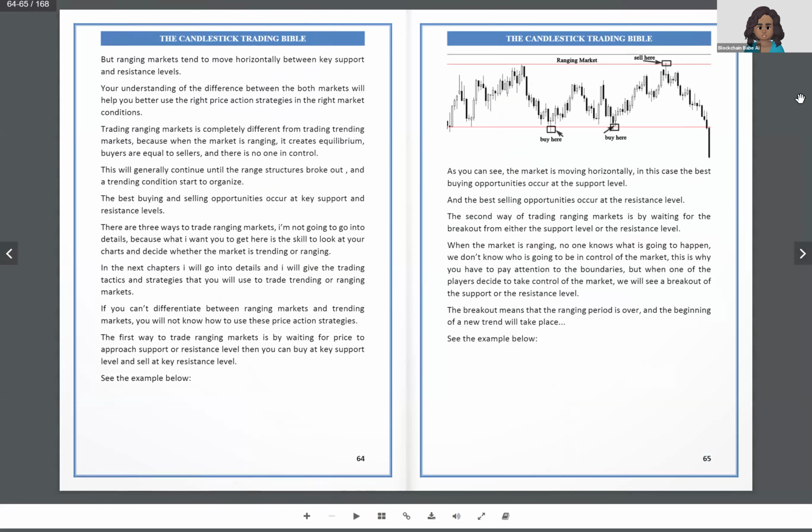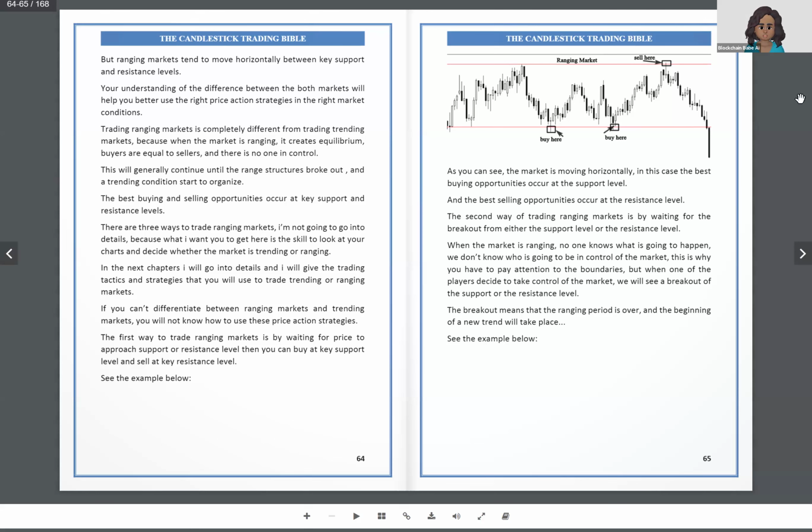But ranging markets tend to move horizontally between key support and resistance levels. Your understanding of the difference between both markets will help you better use the right price action strategies in the right market conditions. Trading ranging markets is completely different from trading trending markets, because when the market is ranging, it creates equilibrium. Buyers are equal to sellers, and there is no one in control. This will generally continue until the range structure breaks out and a trending condition starts to organize.